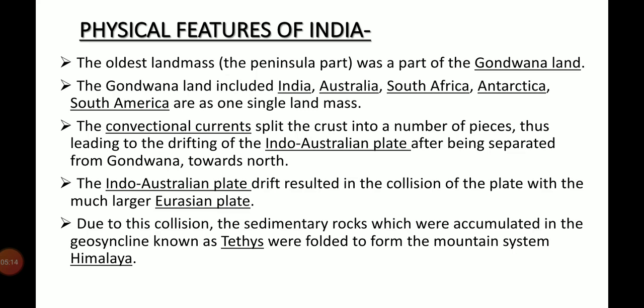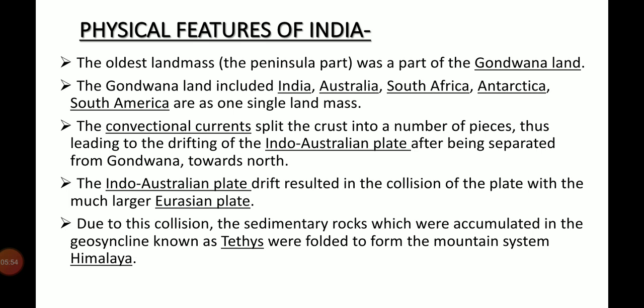The oldest landmass, the peninsular part or the southern part of India, was a part of Gondwana land. At first, the world had a supercontinent called Pangaea and one ocean called Panthalassa. Gondwana land included India, Australia, South Africa, Antarctica and South America as one single landmass. The southern part of the ancient supercontinent is known as Gondwana land, and the northern part is known as Angara land.